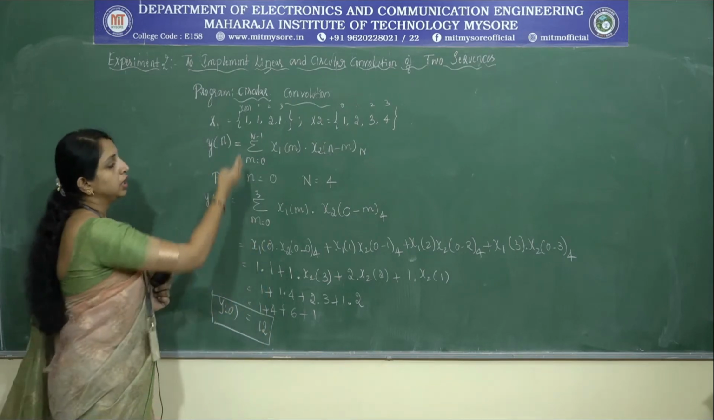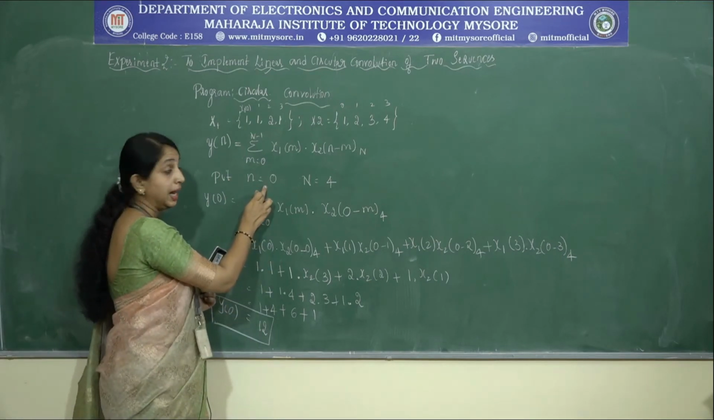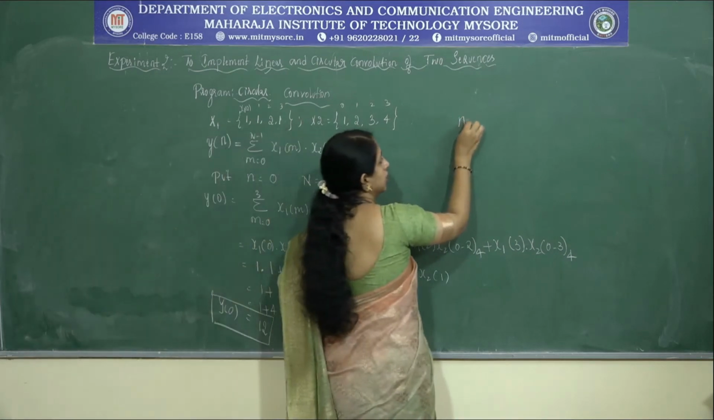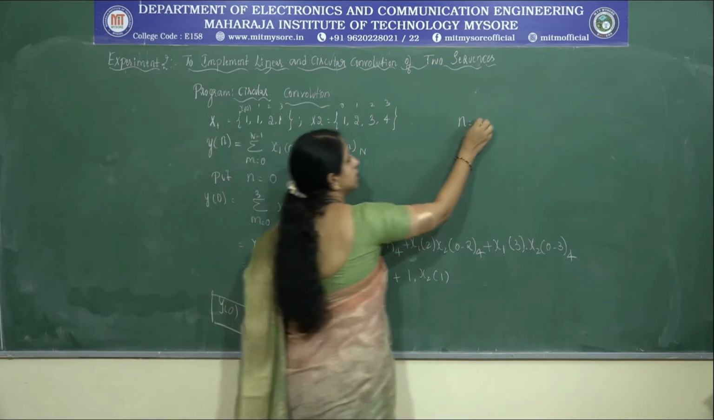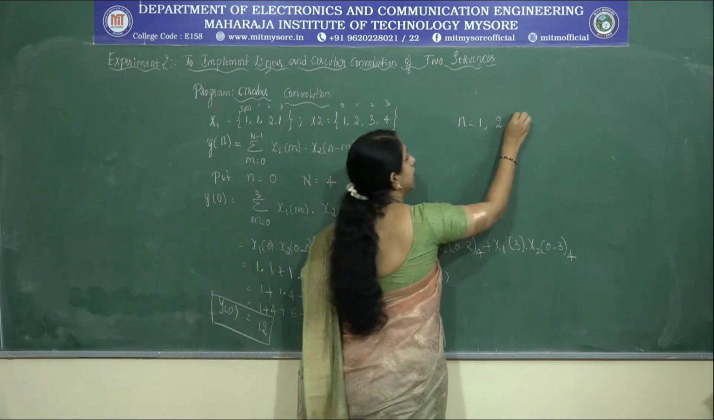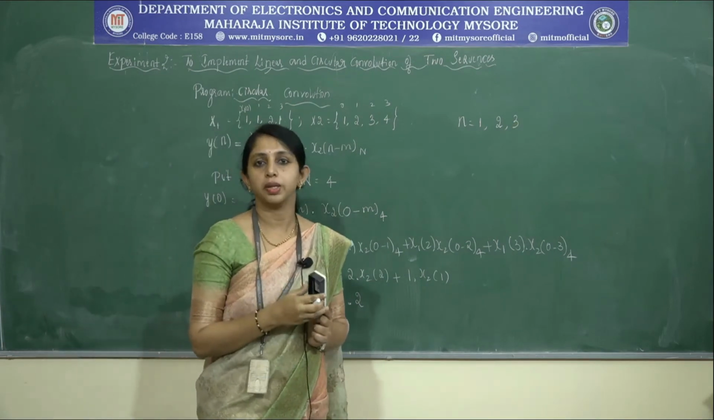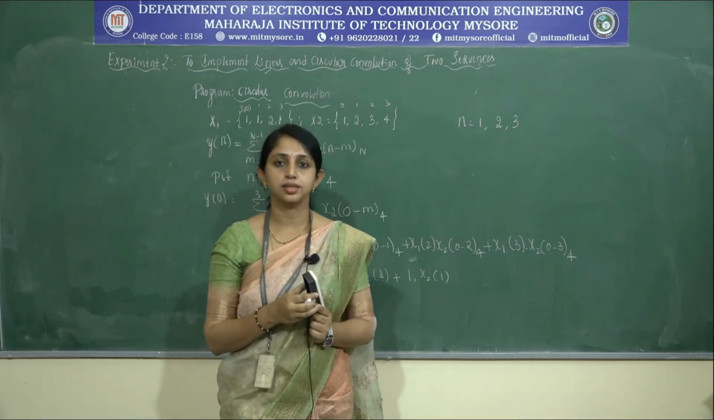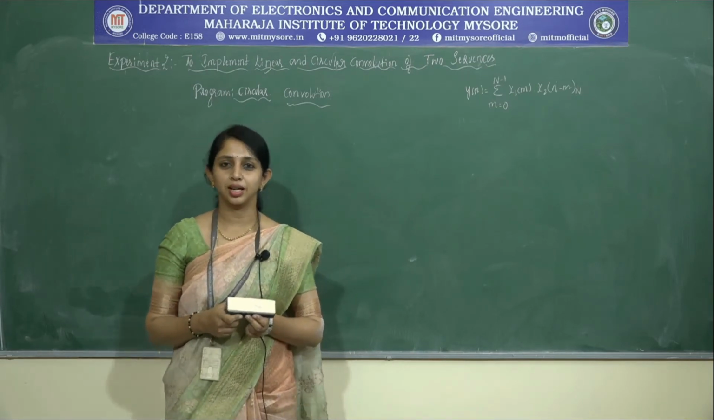So, in this way, you need to solve this complete equation for different values of small n. It is having 4 values. For n equal to 0, we have done the calculation. Repeat it for n is equal to 1, n is equal to 2, and then n is equal to 3. So, with this simplification, now I will explain how to write a program for circular convolution of 2 sequences.